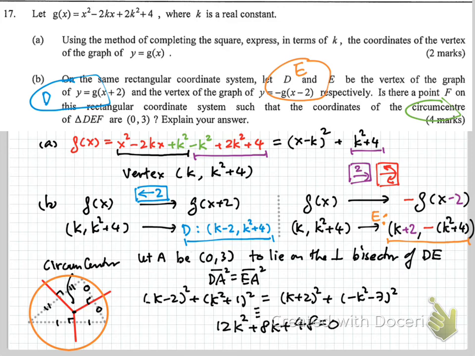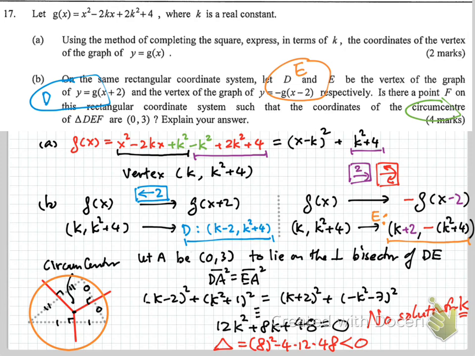In order to have the point (0, 3) lying on the perpendicular bisector of DE, we have to have 12k squared plus 8k plus 48 equal to 0. But if you look carefully into this one, you'll discover that the discriminant, b squared minus 4ac, is less than 0. Therefore there is no solution for k.